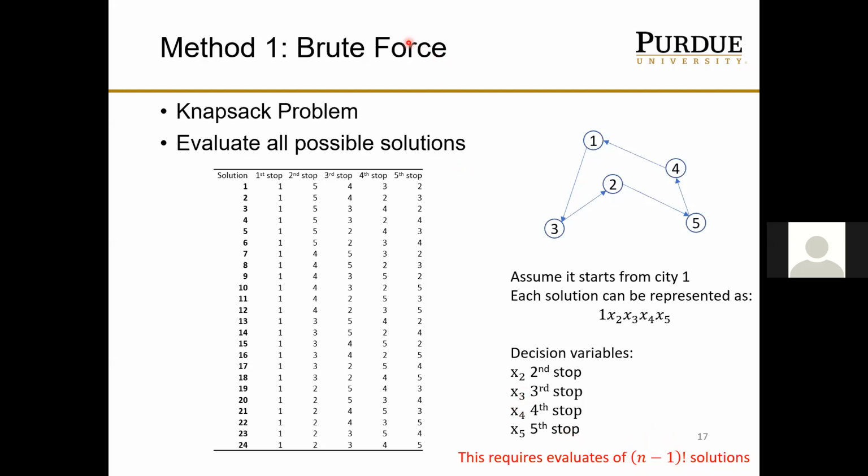So if you use brute force, the problem is that if you only have a few cities, that's fine. You can evaluate all of them. But if you have a lot of them, for example, 100 cities, then it's impossible to list all of them. Okay, so that's the downside of brute force.